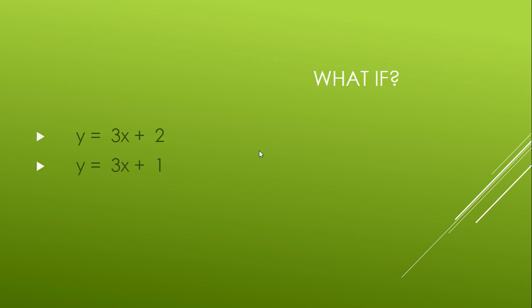Okay, what if this is in a different form? This is in slope-intercept form, and we're going to look at y. However, they all match up. The y terms are on top of each other, the x terms are on top of each other, and then the regular old numbers are on top of each other. We can add that equation still, but it is in slope-intercept form.